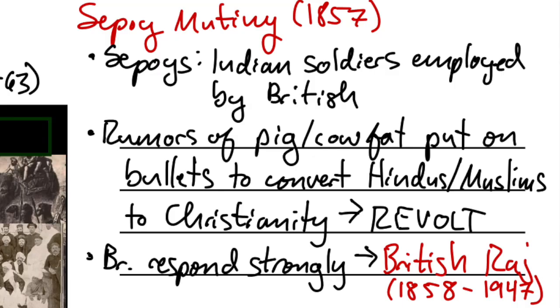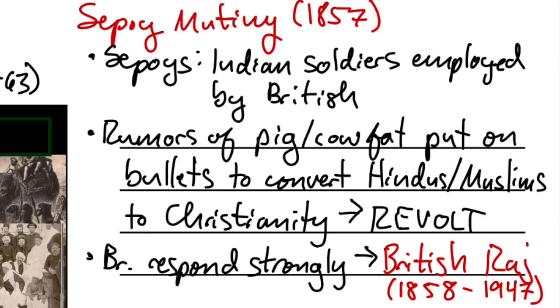Remember that India is mostly Hindu and Muslim, dating back to the Delhi Sultanate, as well as the Gupta dynasty, Mauryan dynasties, and of course the Mughal dynasty. So they're going to rebel against the British because they see this as religious persecution. The British want to maintain control of India, and so they are going to respond strongly. They move in and they establish British control of the government with the British Raj.